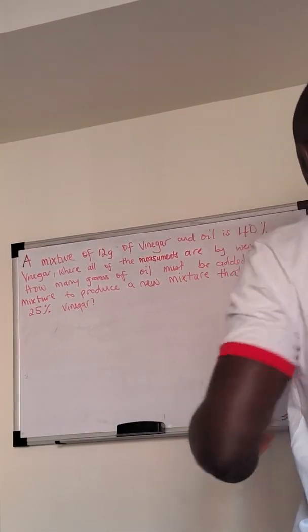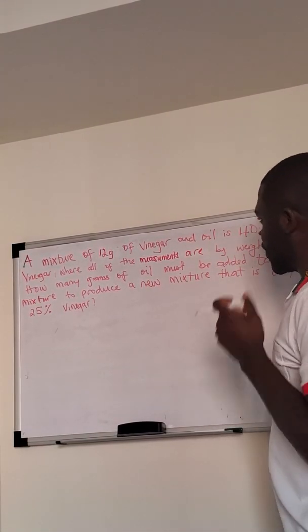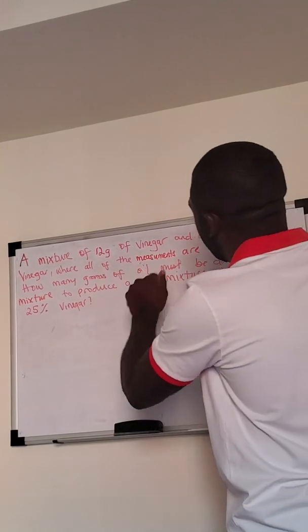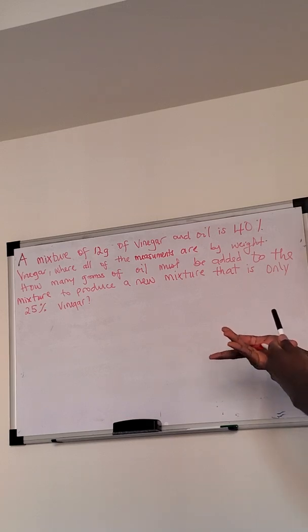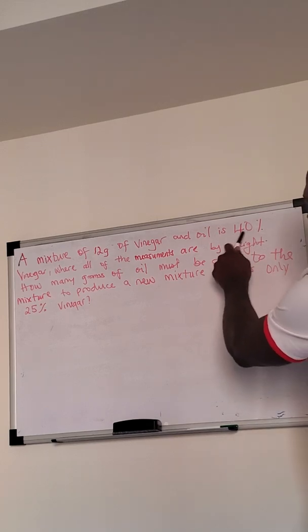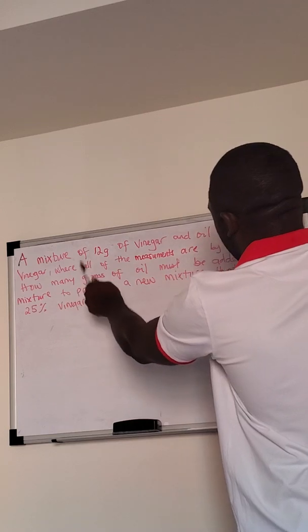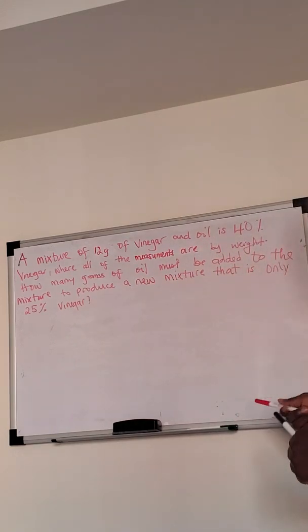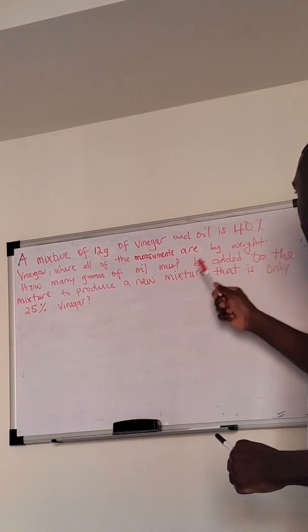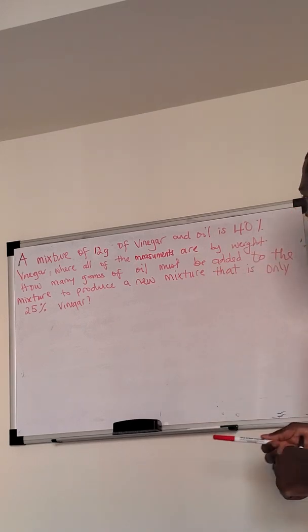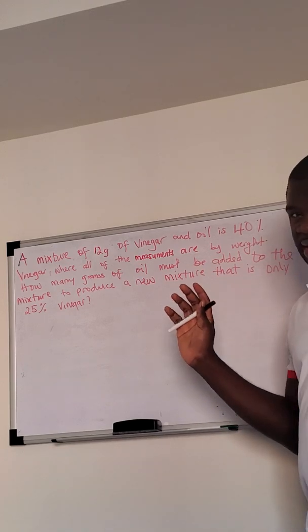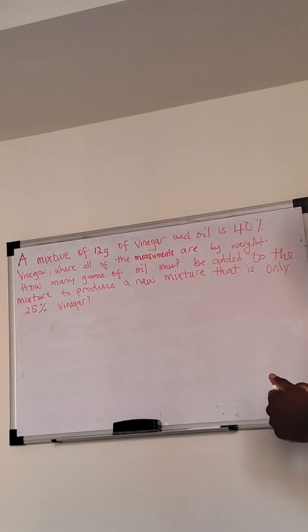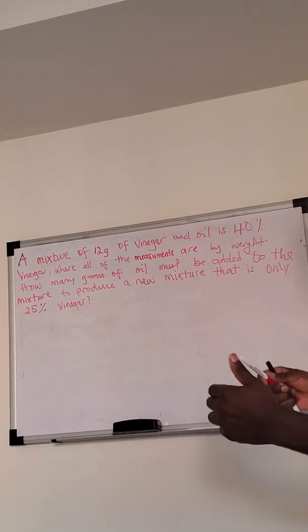All right, guys, let's try to tackle this GRE question. It reads: a mixture of 12 grams of vinegar and oil is 40% vinegar, where all of the measurements are by weight. How many grams of oil must be added to the mixture to produce a new mixture that is only 25% vinegar? It's going to be very simple to solve this question if we start by getting out the variables and the numbers.